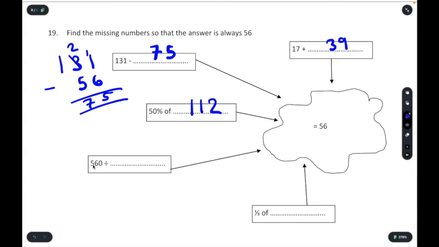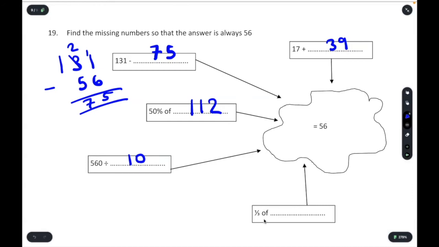Then 560 divided by something is 56. So 560 has a 0 on the end, which is referring to a factor of 10. If we divide 560 by 10, so we take this 0 off the number, we are indeed left with 56. That means we can divide 560 by 10 and we can get our 56 as required.